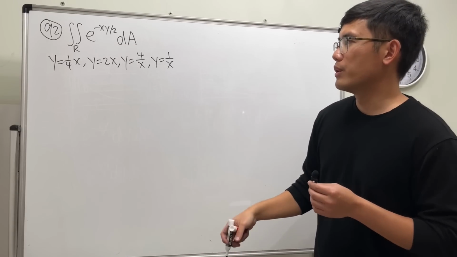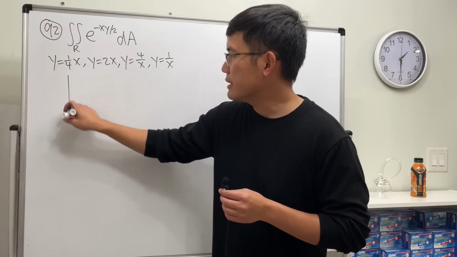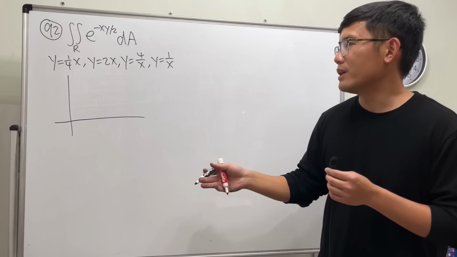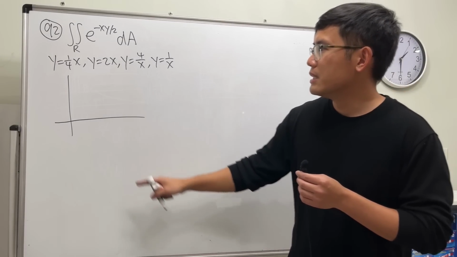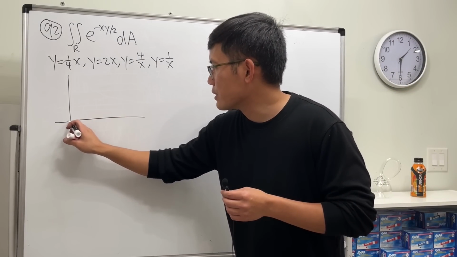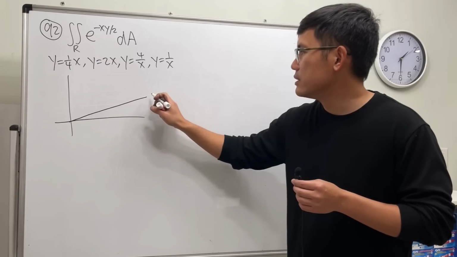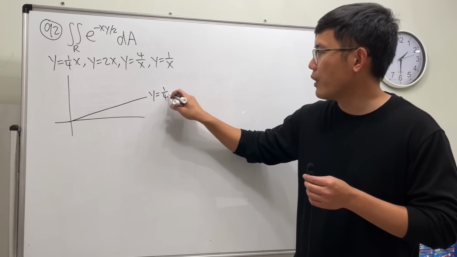So let's just go ahead and do a sketch first. Because I don't know what color it's for what, I will just draw everything black first. So this right here, 1 over 4x, is a line like this. This is y equals 1 over 4x.